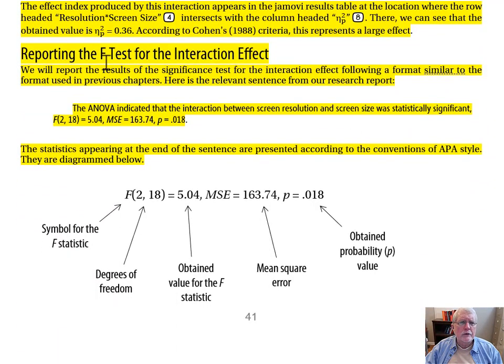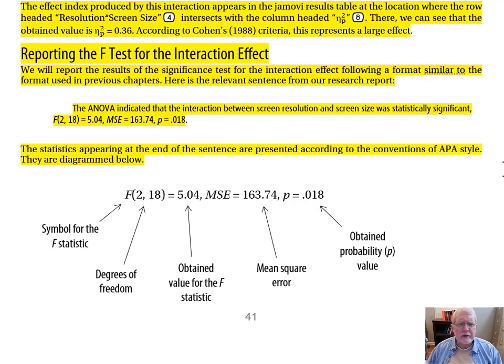We continue reporting the F-test for the interaction effect. We'll report the results of the significance test for the interaction effect following a format similar to the format used in previous chapters. Here's the relevant sentence from the research report. In writing our results up, we'll say the following. The ANOVA indicated that the interaction between screen resolution and screen size was statistically significant. F with 2 and 18 degrees of freedom is 5.04. Mean square error is 163.74. P is equal to 0.018.